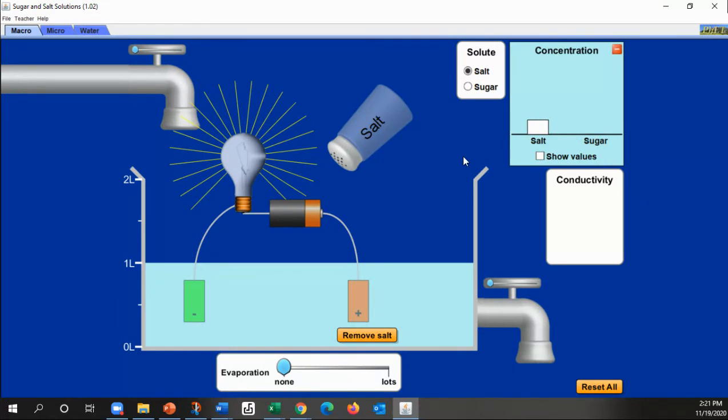This is why pure water cannot conduct anything. Salt water is highly conductive. So, food for thought.